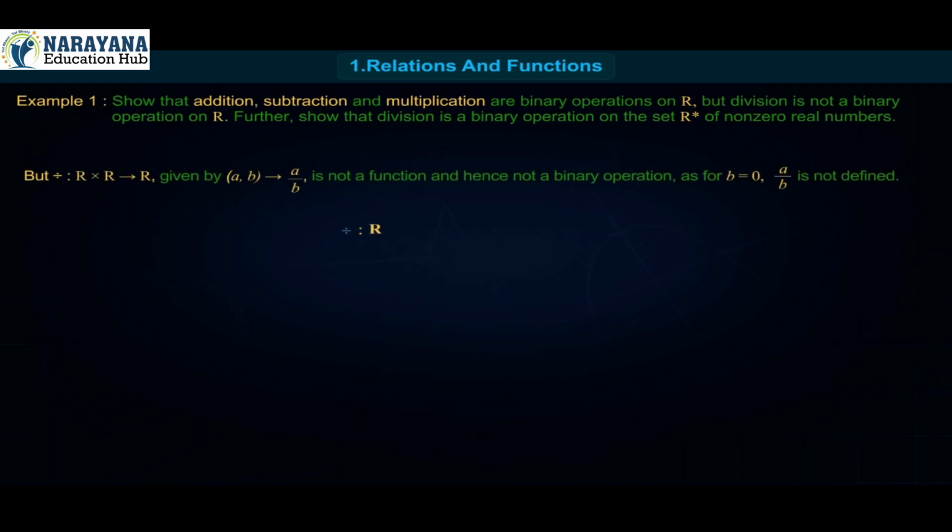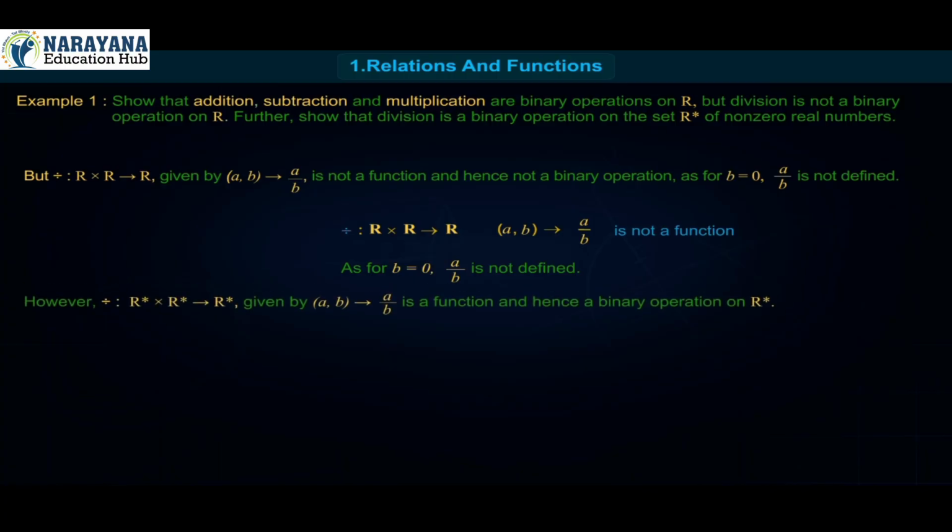But division from R × R to R given by (a, b) to a/b is not a function and hence not a binary operation, as for b equal to 0, a/b is not defined. However, division from R* × R* to R* given by (a, b) to a/b is a function and hence a binary operation on R*.